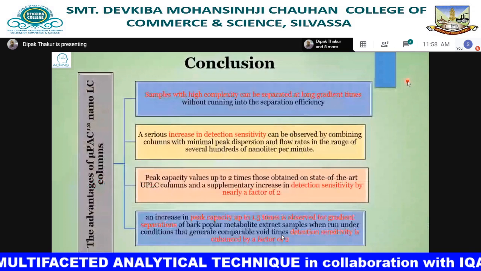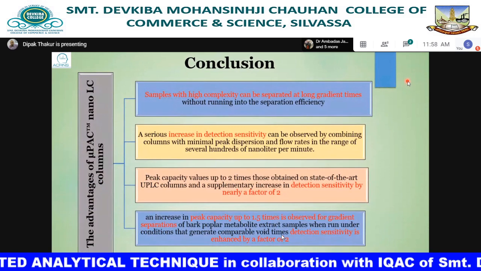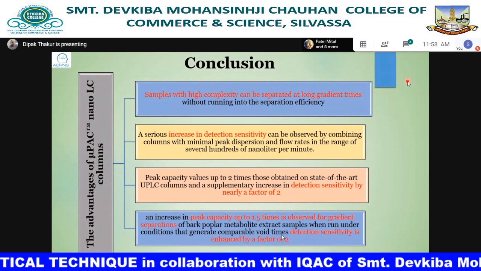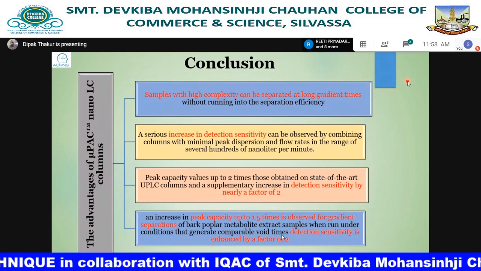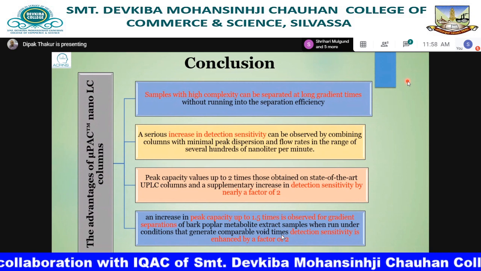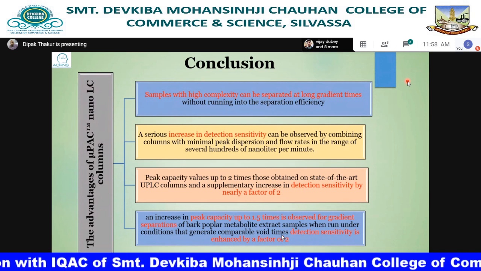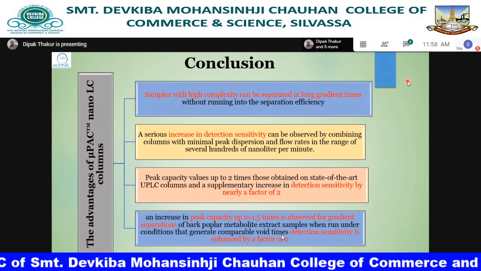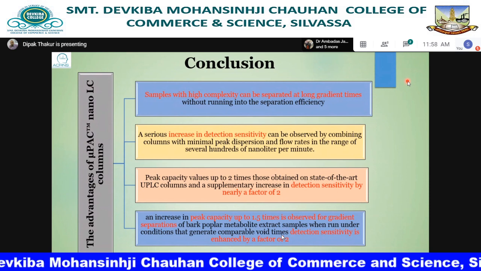So in conclusion, the samples of high complexity can be separated using longer gradients. So you don't have to run separate samples. You don't have to separate low abundant compounds from high abundant compounds. That can be done by running longer gradients. The purpose of running a longer gradient is to avoid the sample preparation and detect both low abundant compounds and high abundant compounds.